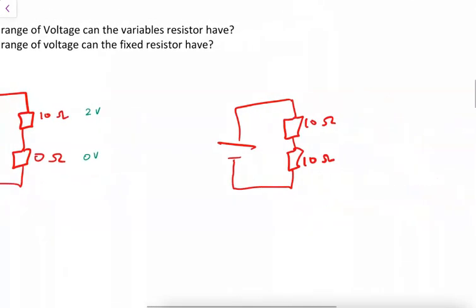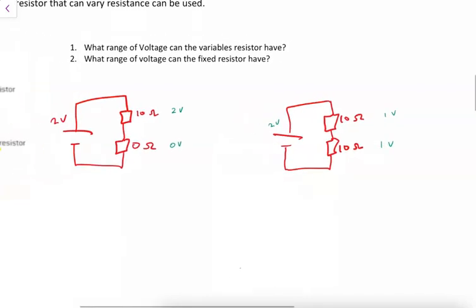And when we have a variable resistor that reaches 10 ohms, then the 2 volts is going to be split between both 10 ohm resistors. So this is 1 volt and 1 volt. So in our fixed resistor, we have a voltage between 1 and 2 volts. In our variable resistor, we have a voltage between 0 and 1 volt. So this is just a basic example of how we can use a variable resistor to limit the voltage that's applied to the variable resistor.